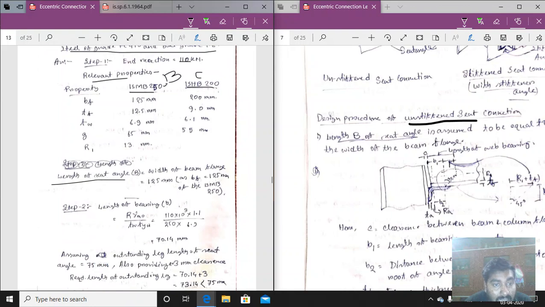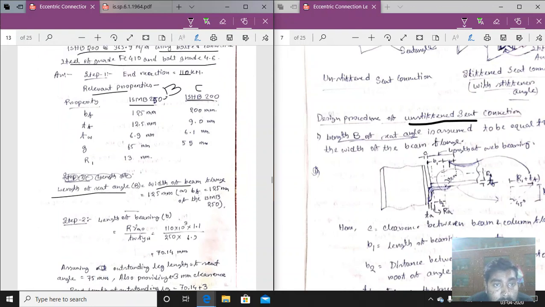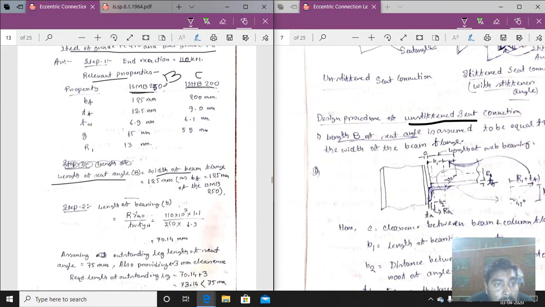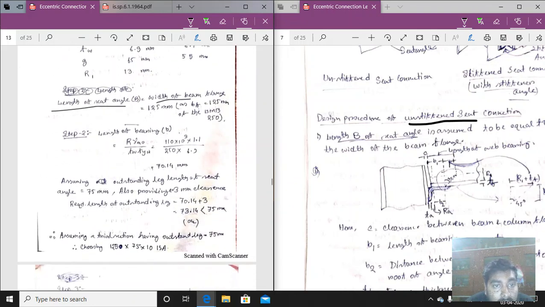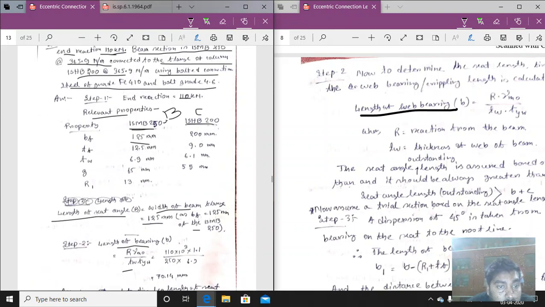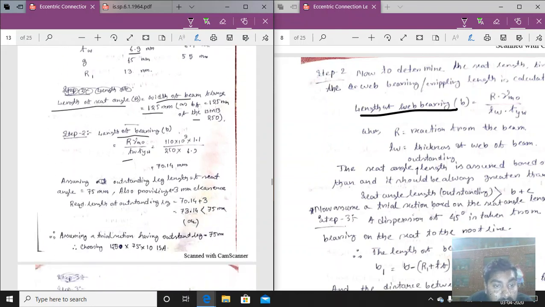Now the length B of the seat angle equals the width of the beam flange. ISMB 250 is the beam section, so the width of the beam flange is 125 mm. So B is taken as 125 mm. Clear? So the first step is done. Next, step number 2, we have to determine the length of the web bearing b. The length of bearing b is calculated by the formula R into gamma m0 by tw into fyw. Now tw is equal to 6.9 because ISMB 250 has tw equal to 6.9. This is the web of the beam connected. So putting the value, we get 70.14.